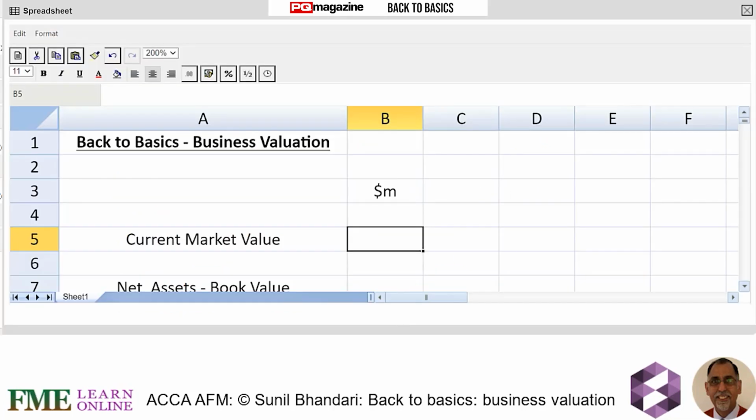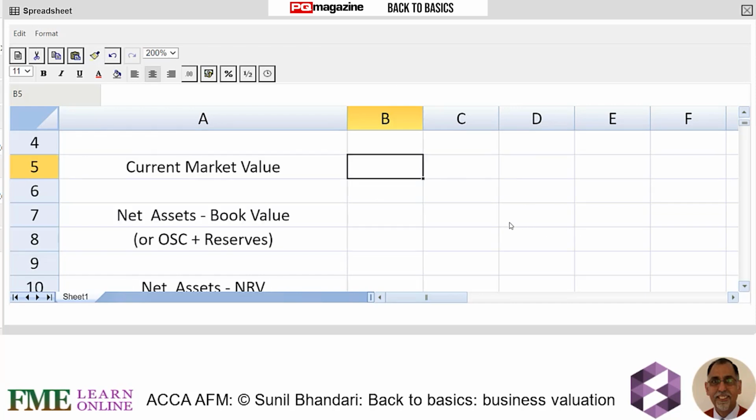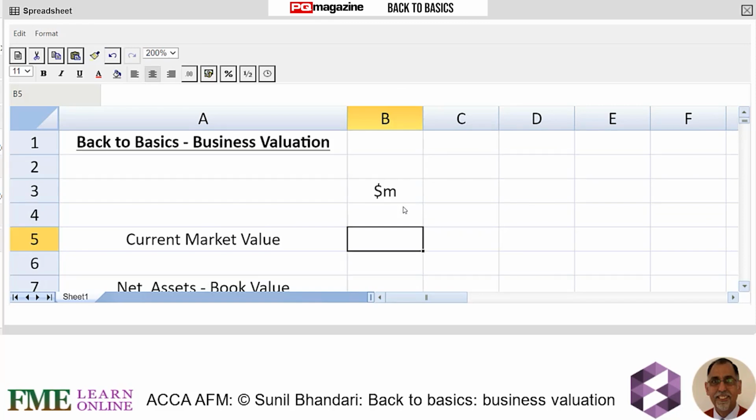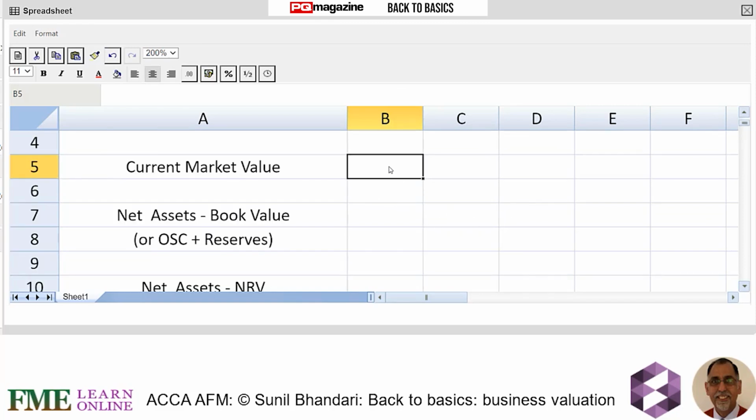Okay, we're now ready to rock and roll on the calculations. Now I've set up a pro forma just to make it easy and efficient and effective to do this presentation. So the first calculation I want to do is to work out the current market value, all the market values initially in millions of dollars. So the current market value, I'm going to show you the full presentation I would go with here.